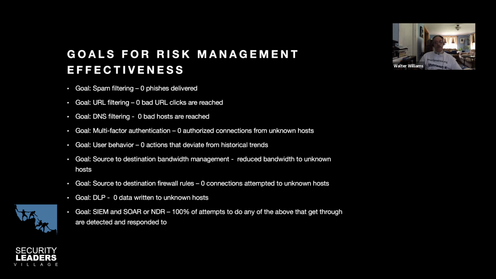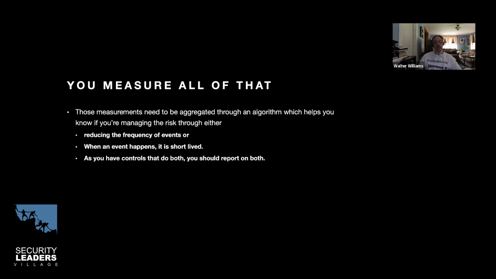You have a goal for your bandwidth management that you reduce bandwidth to any unknown host to slow things down. You have a goal for your firewall that you have 0 connections to your unknown hosts. Your DLP, that no data is written to unknown hosts. And of course, with your SIEM and your SOAR or your NDR, that anything that got past all of the above is detected 100% of the time and responded to in a timely fashion. Those should be your goals, and you're going to measure reality against that, and those are your measurements.